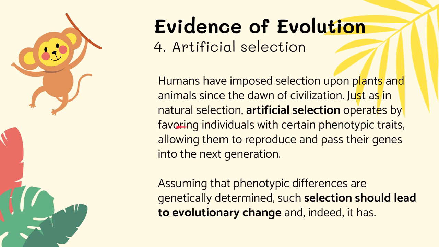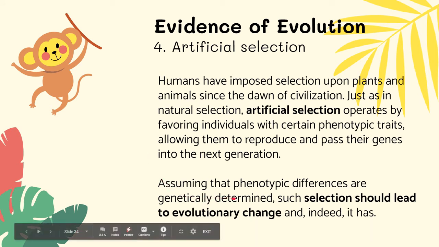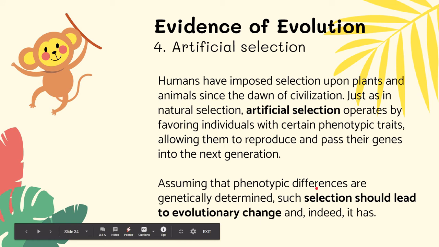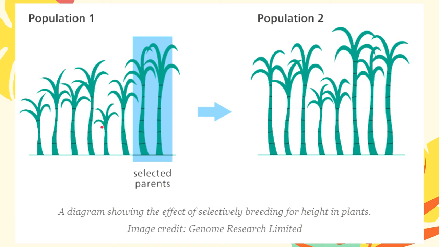So it operates by humans favoring individuals with certain phenotypic traits and allowing them to reproduce and pass their traits into the next generation. Now, assuming that phenotypic differences are genetically determined, and this is actually quite true, we have established this through genetics, artificial selection should lead to evolutionary change. And indeed, it has. And we have a lot of evidence for that. So this is artificial selection or selective breeding in a nutshell.